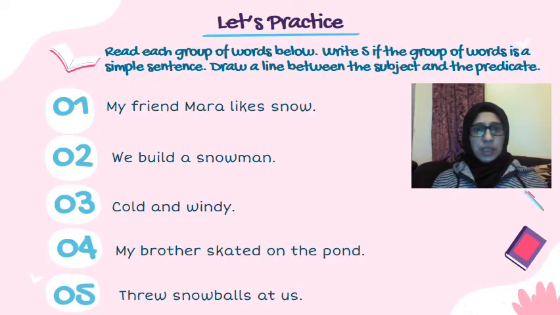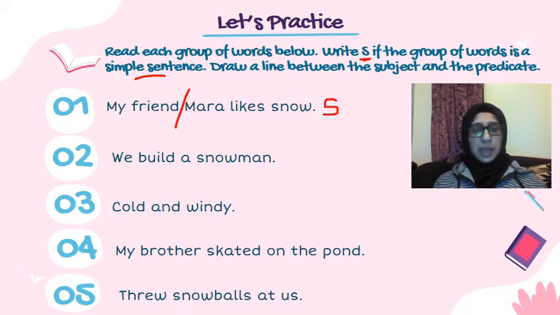Let's practice. Read each group of words below. Write S if the group of words is a simple sentence. Draw a line between the subject and the predicate. Number one, my friend Mara likes snow. Let's see, where is the subject? My friend. So I have to split the sentence into two parts, the subject and the predicate. Is this sentence a simple sentence? Yes, it is. So I write letter S.